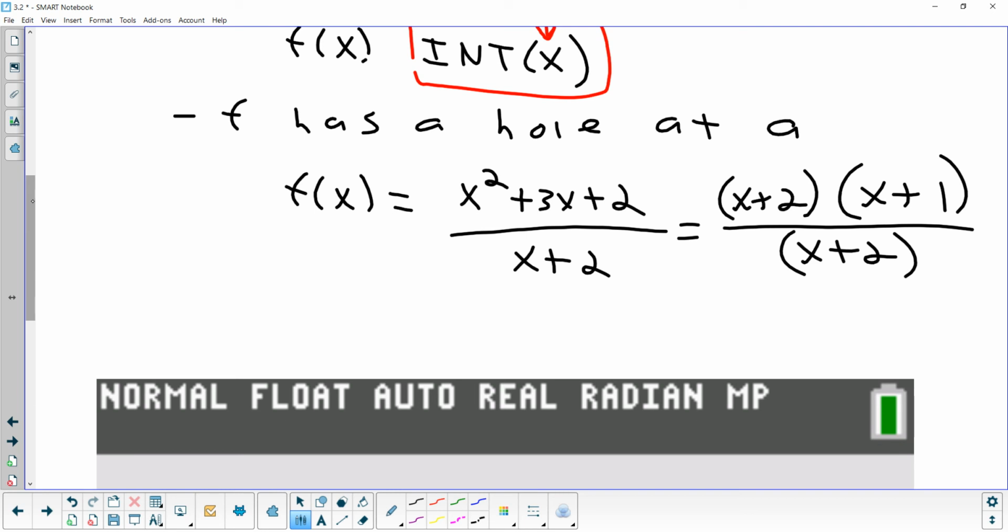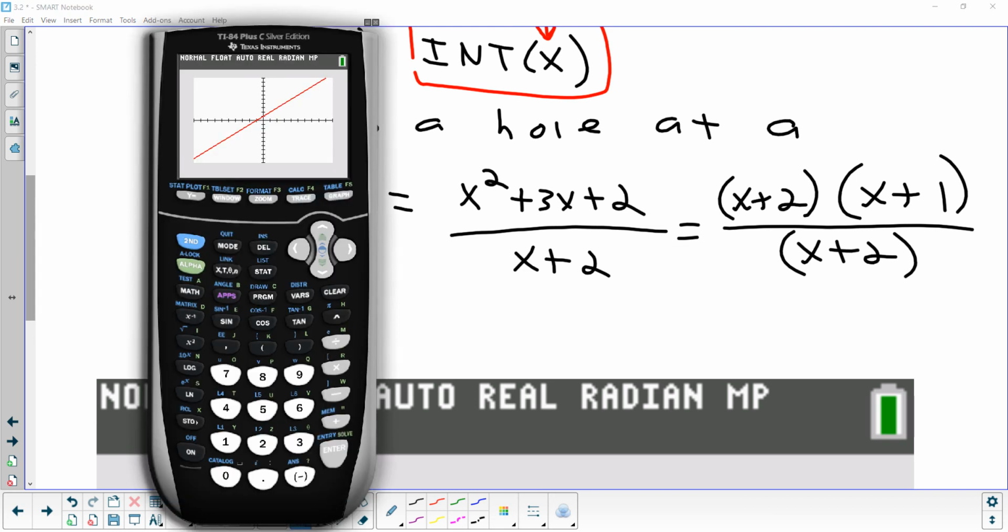And most of the time you have a hole when you factor the equation and you end up with the same factor in the numerator and the denominator. So I could mess this up by just changing that +2 to a +3. Okay, let's just change that one thing. Now, the numerator doesn't factor as x plus 2, x plus 1 anymore.